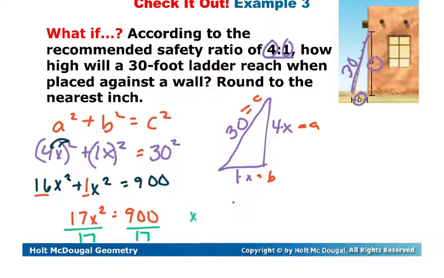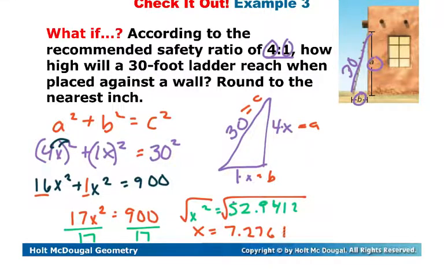And then solving algebraically, we would divide by 17. And we'd get an x squared equal to 52.9412. But, of course, that's an x squared, which is what we don't want. We want an x. And so the x value is going to be the square root of that number. So 7.2761. And it was feet when we were talking about the ladder, and so we're going to say it's about 7.3 feet.